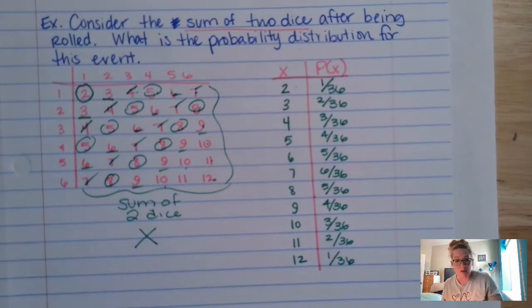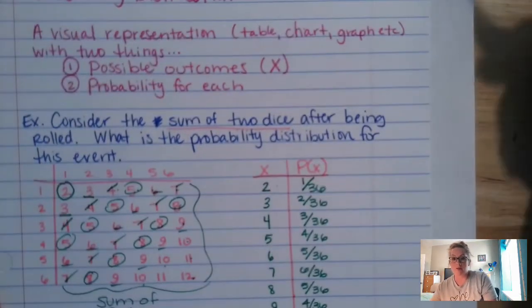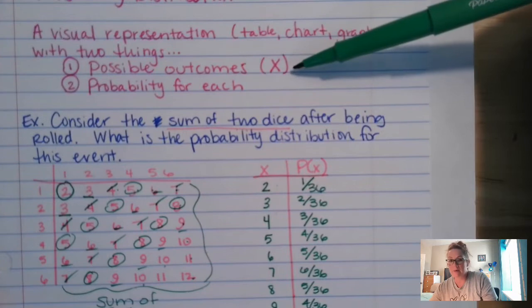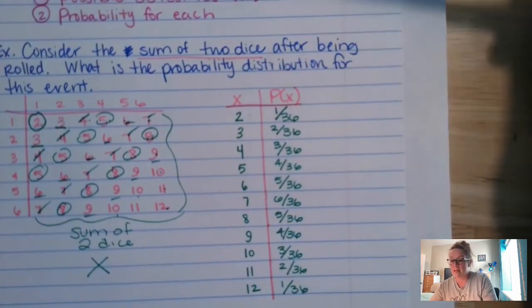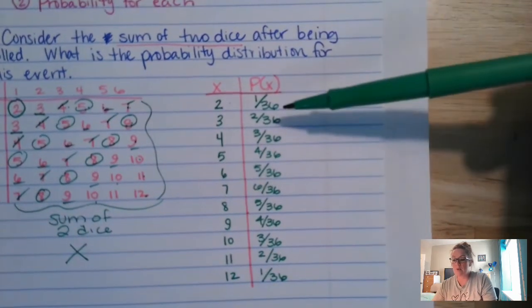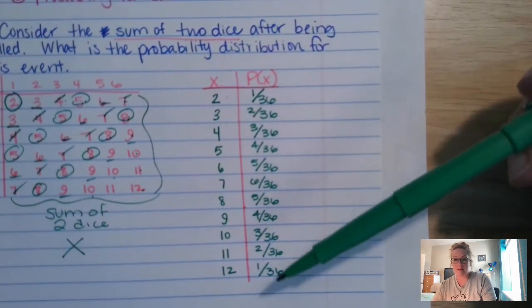So is this a probability distribution? Let's look at our two options. Does it give you all the possible outcomes? It sure does. Here are all the possible outcomes for my sum. Does it give you the probability of each one happening? Yep, it sure does.